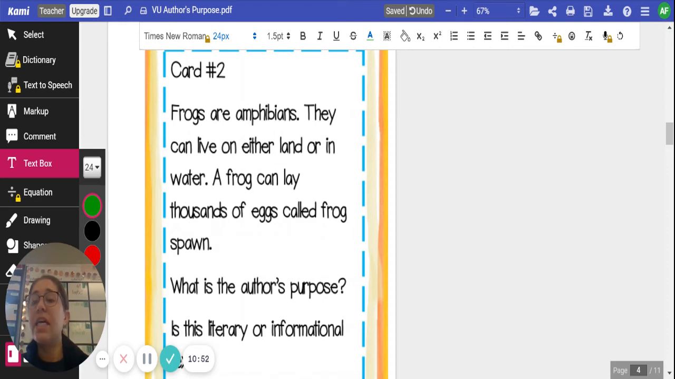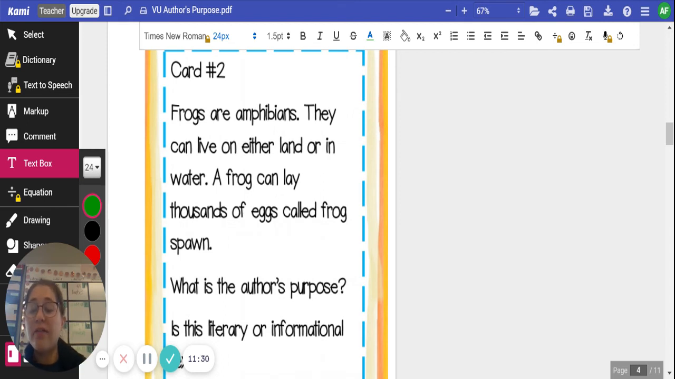So go ahead and think about if there are any clues in our reading to tell us what the author's purpose could be. Remember, if the author is informing us, they are giving us facts about something and telling us about something. If the author is persuading us, they are trying to get us to do something. Or if they're entertaining us, they're trying to tell us a story. Go ahead and pause the video while you think about the author's purpose, and write it down whenever you have the answer.